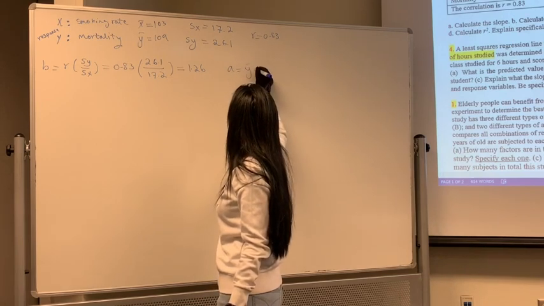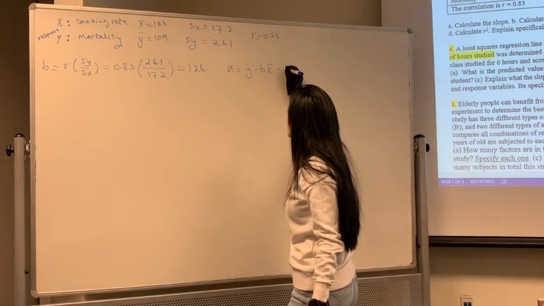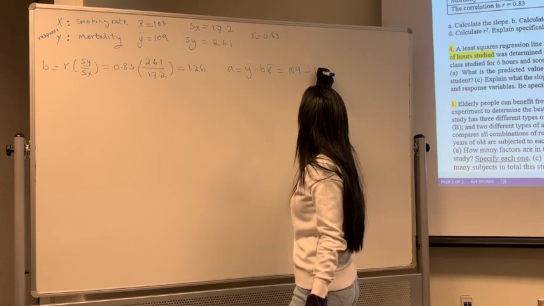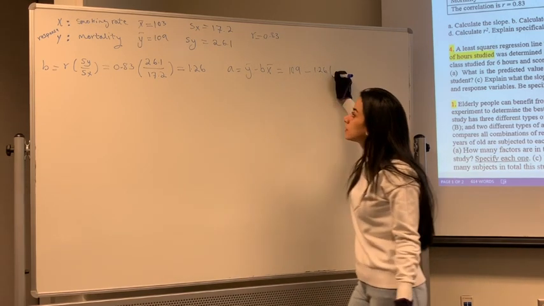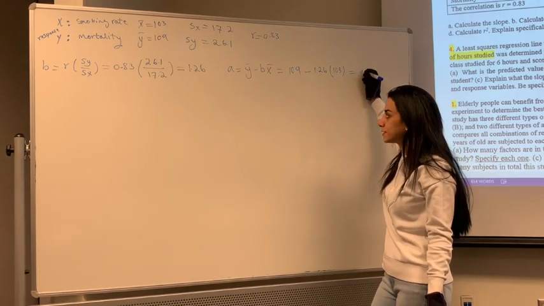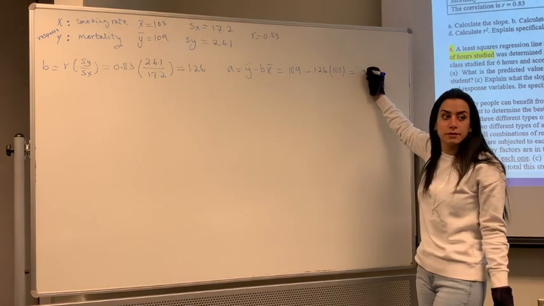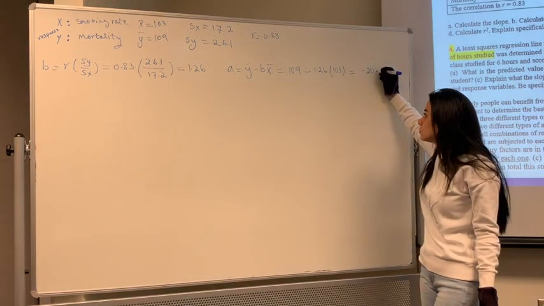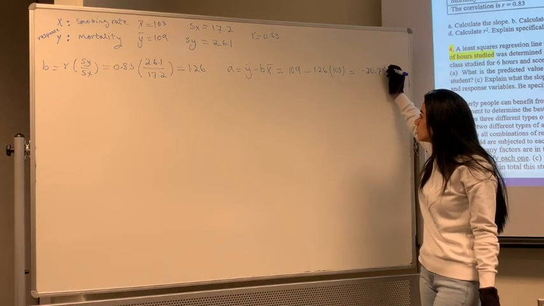Intercept is Y bar minus slope multiplied by X bar, 109 minus 1.26 times 103. So what's the final answer? Negative what? 20.7.